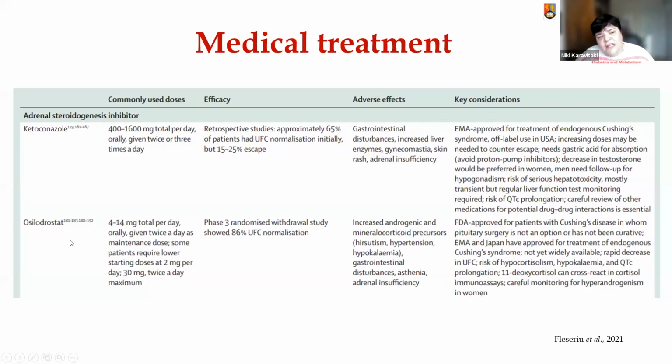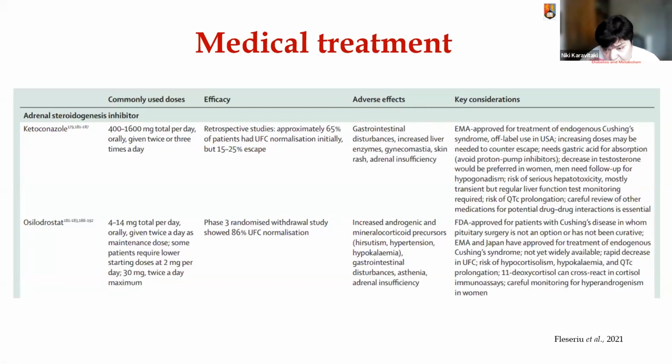Osilodrostat is the relatively new kid on the block, a very potent adrenal steroidogenesis inhibitor. Various studies have come up. A phase 3 randomized withdrawal study showed that 24-hour urine-free cortisol was normalized in 86% of the patients. As a side effect, it leads to increased androgenic and mineralocorticoid precursors. So we may come across hirsutism, hypertension, hypokalemia, and given that it is very potent, it can also lead to adrenal insufficiency.